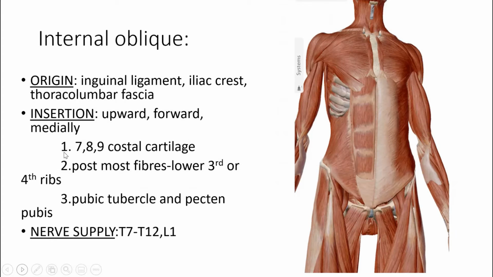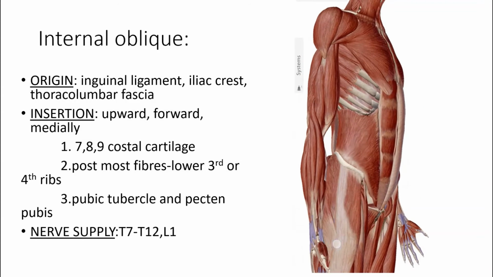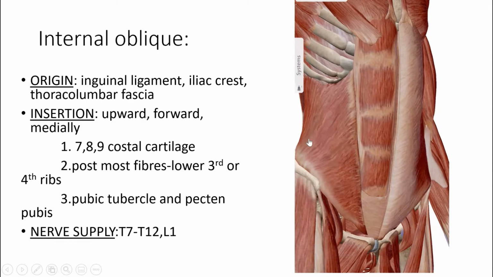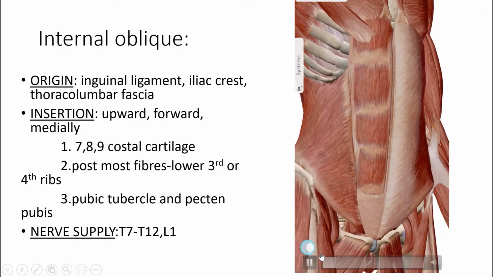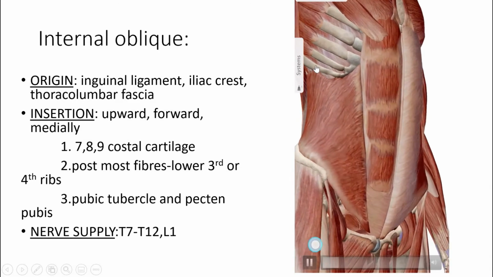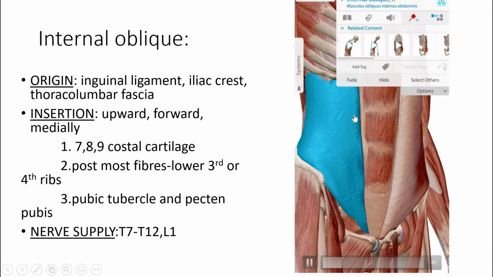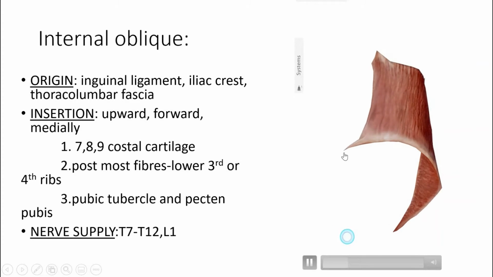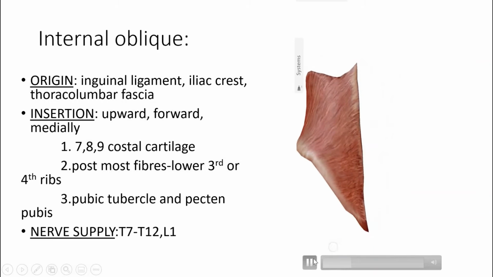So moving on to the internal oblique muscle, it originates from the inguinal ligament down here, the iliac crest, and posteriorly the thoracolumbar fascia. We'll see that now. So as you can see here, inguinal ligament, iliac crest, and posteriorly thoracolumbar fascia. So this is how it looks. This part is from thoracolumbar fascia, iliac crest, and this part is the inguinal ligament part.